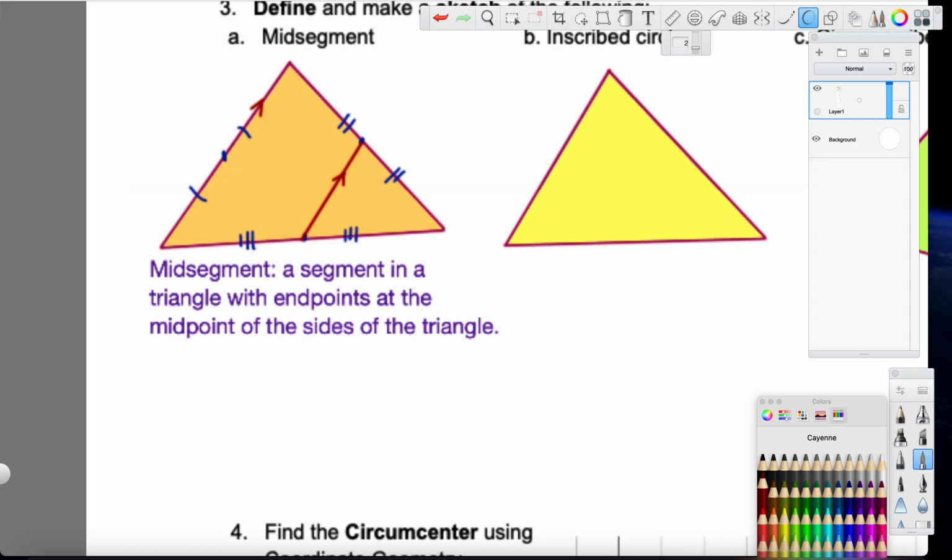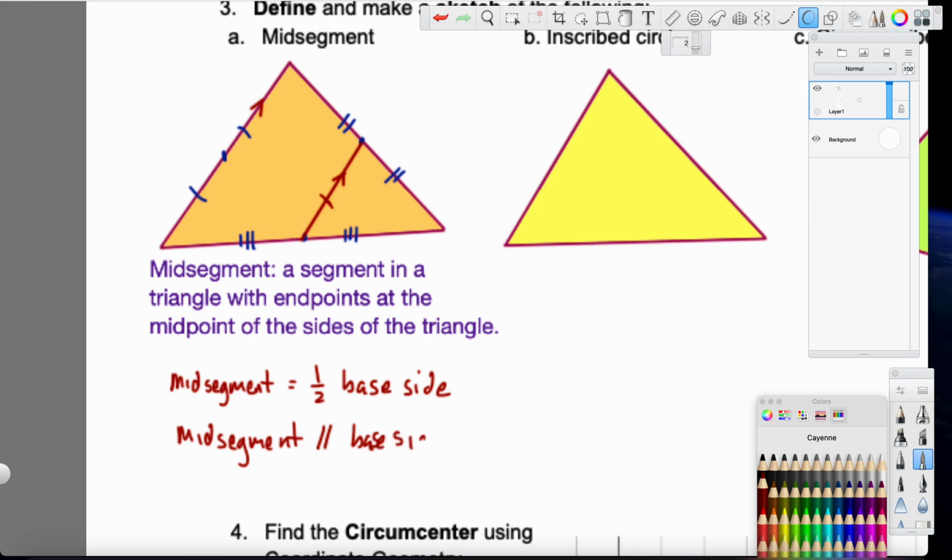So if these two right here together are going to be double, this one would have to be a single hash. So two of these base sides make one midsegment, or we can say the midsegment is half the base. So we know that the midsegment equals half the base side, and the midsegment is going to be parallel to that base side too.